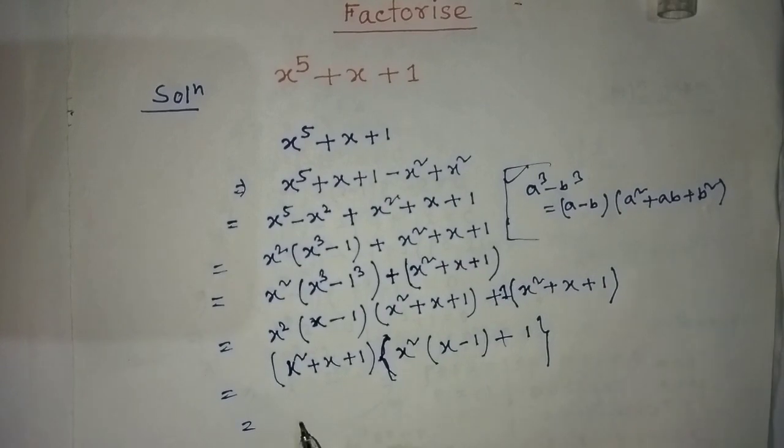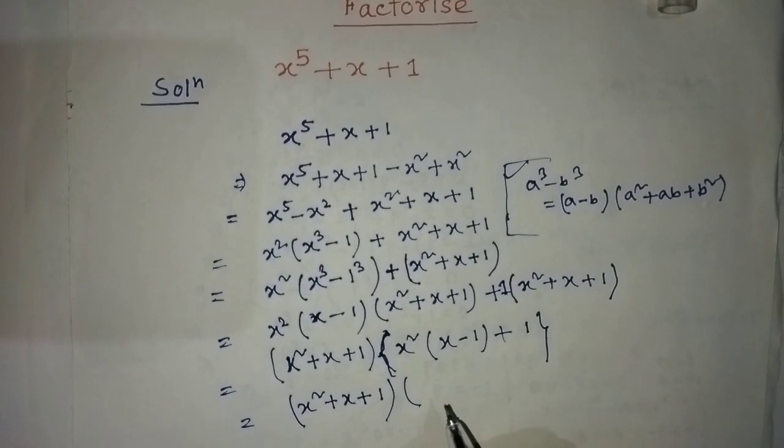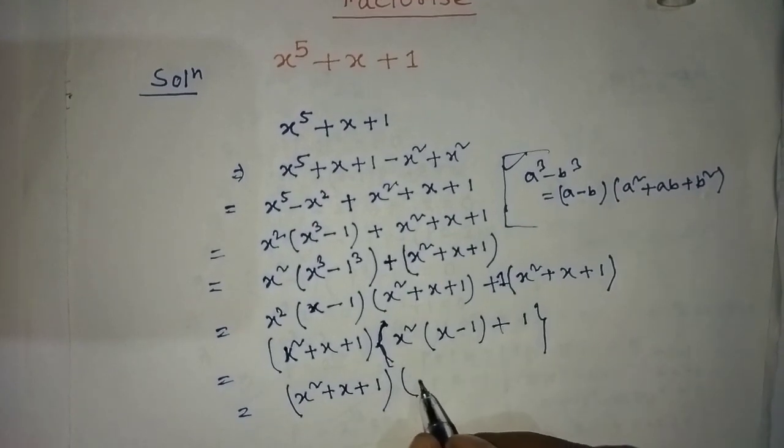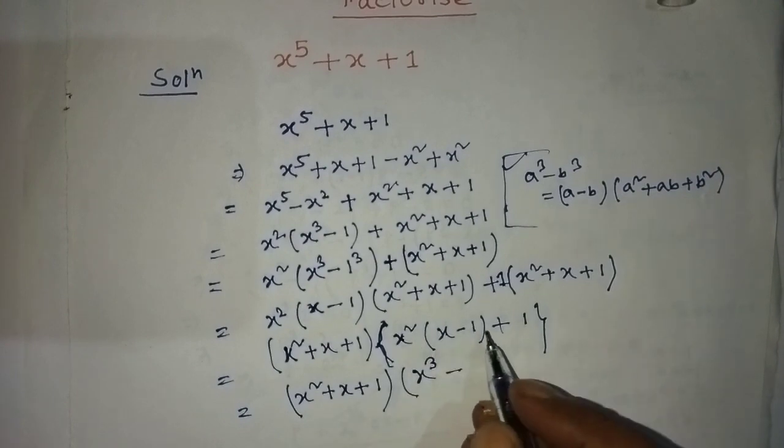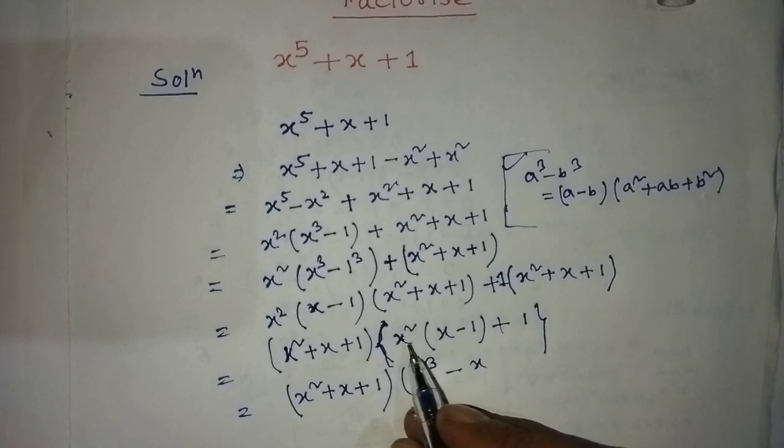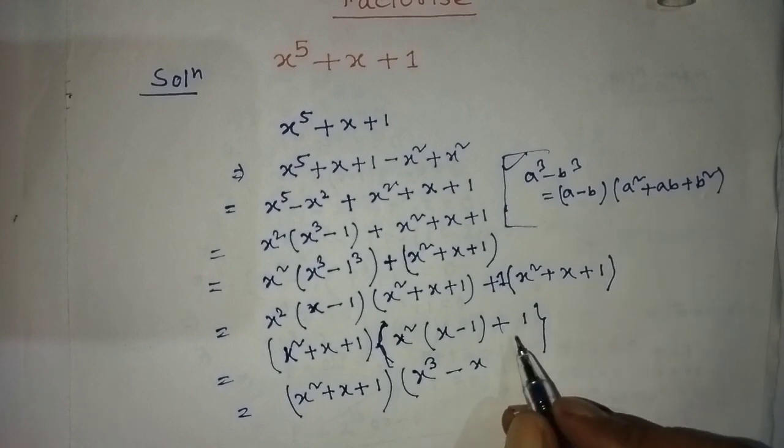So we write x square plus x plus 1 into, and inside this bracket, x square into x means x to the power 3, minus x square into 1, that means x square. We multiply x minus 1 with x square, so then we get x cube minus x square, and here is plus 1. We write here plus 1.